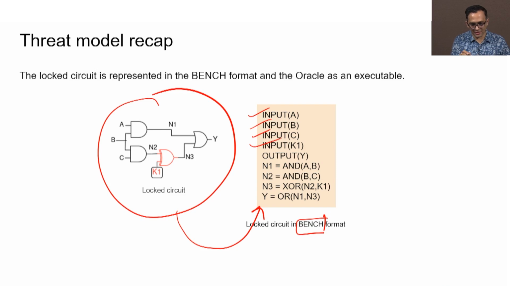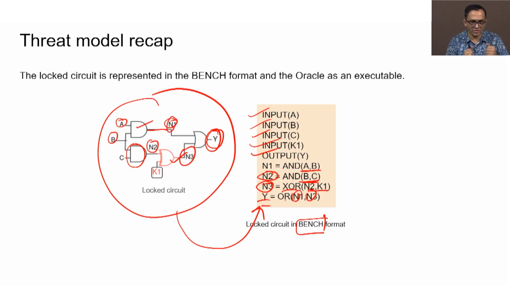In this small circuit, your output is Y. This is your AND gate, where input is A and B and output is N1; this wire is N1. For this AND gate, input is B and C, output is N2. For this XOR gate, your input is N2 and K1, output is N3, and then for this OR gate, you have N1 and N3 as the input and output is Y. So, this is a complete small circuit. This is what you will be given, which represents your circuit.